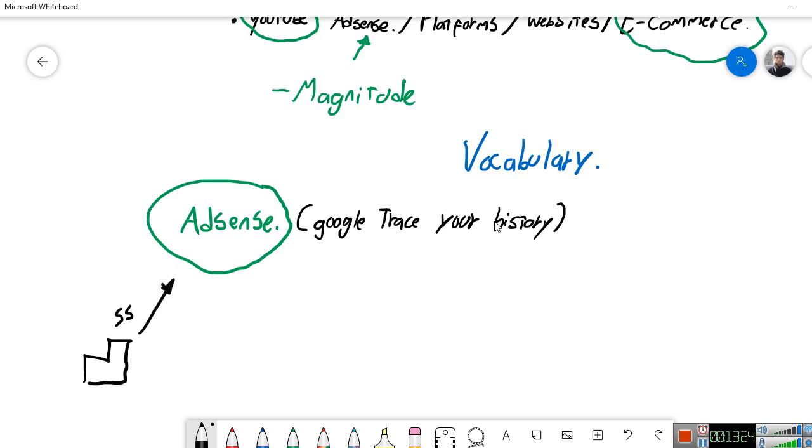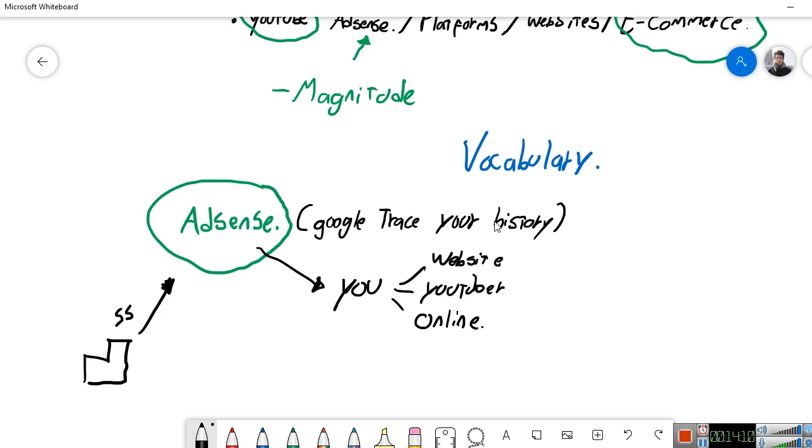The way AdSense works is that companies get a contract with AdSense, and Google will do all the work required to give you a very specific advertisement, and AdSense is going to pay money to you. To you, I mean the website or the YouTuber, or I don't have another example, but anything online where you support advertisements, AdSense is going to pay you. So there's a cycle: company, AdSense, and the final end is going to be you.